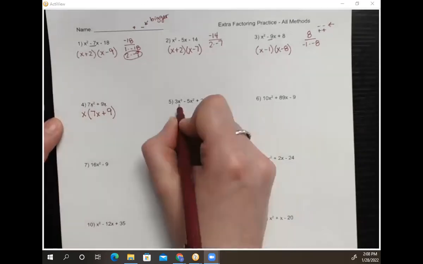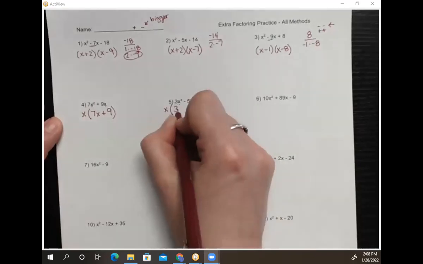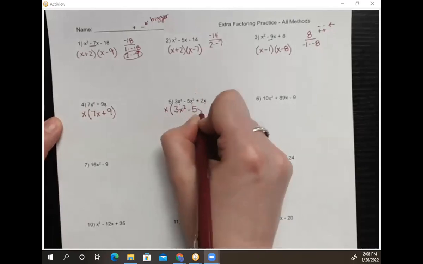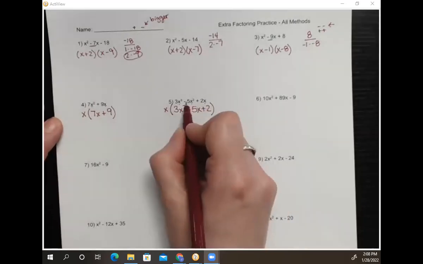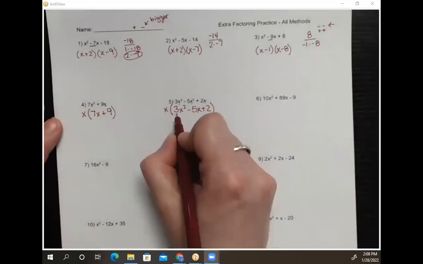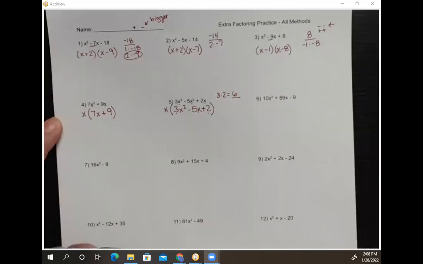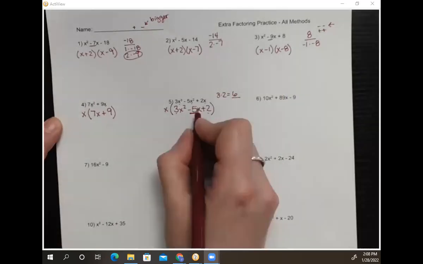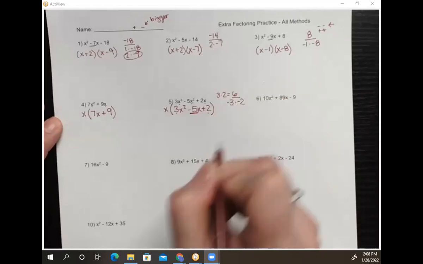Number 5, again, every term has an x, so I'm going to pull x out as a GCF. That leaves me with 3x squared minus 5x plus 2. I didn't have a number I could divide all of these by evenly, so only the x is my GCF here. And now since I do see something in front of x squared, I have a lead coefficient or an a value that's not 1, I want to use the AC method. So I'm going to take my a value times my c value, so 3 times 2, that gives me 6. And I'm going to look for factors of 6 that add to -5, still trying to add to that middle number. The factors I'm going to want here would be -3 times -2, that would add to -5.